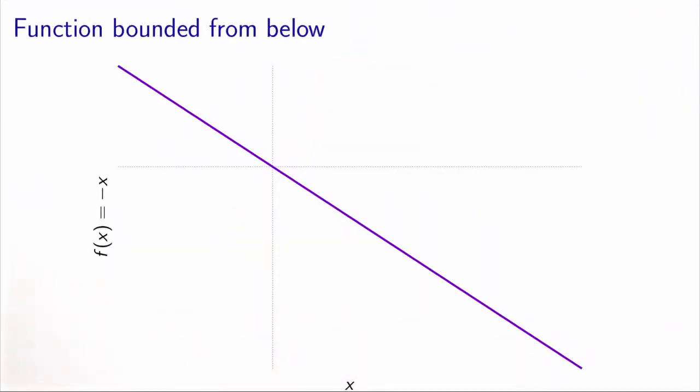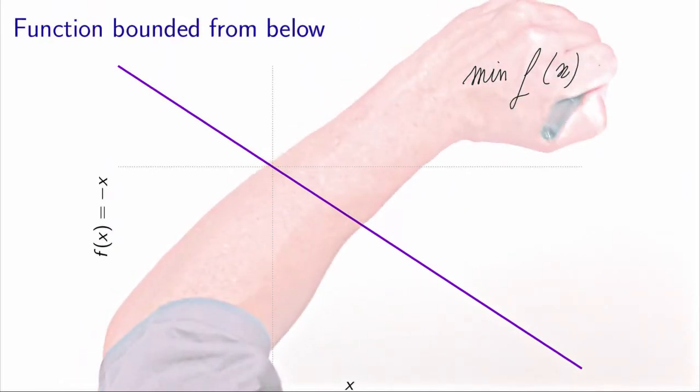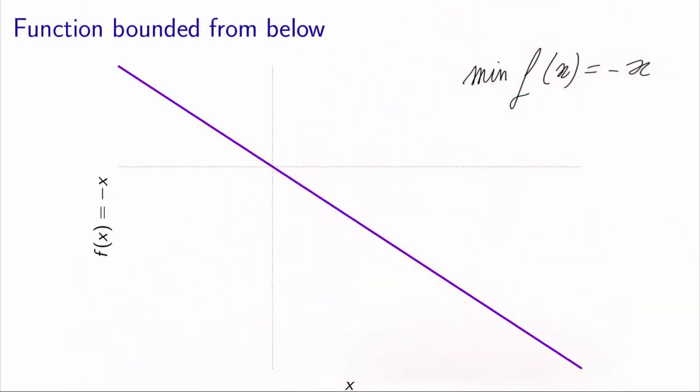So let's look at this function, f of x equals minus x, and let's try to solve the optimization problem, minimum of f of x equals minus x. So we would like to find the value of x which makes the value of minus x as small as possible. Well, the problem is that this does not exist because the function is not bounded from below. We can always go further away to the right, to positive values of x, and it will always decrease the value of the objective function. So there is no way to find a minimum of this function. It is not well defined.